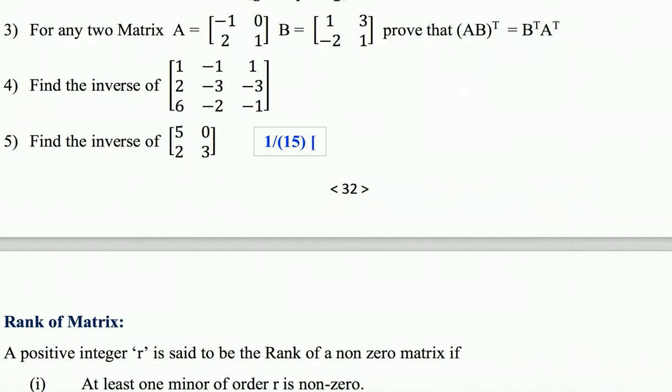So 1 by det A. Now I need to write the adjoint of A. So adjoint matrix, I am directly writing 3 here. Find the adjoint of this, 0, place it here. Now find the adjoint of this, place it here, minus 2. What about the last one? 5 only. You need to close the bracket.